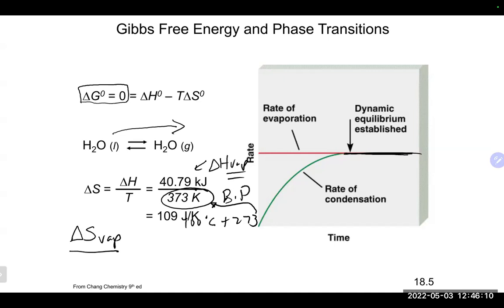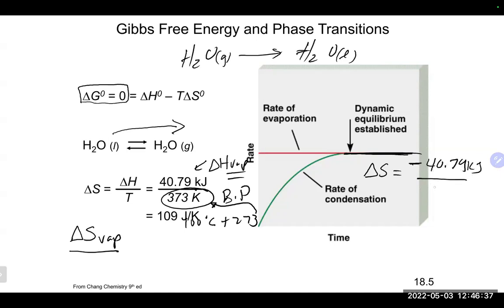Now, I was specifically talking about the process where we go from steam back to liquid water. How would this calculation change? The only difference is as we go from gas to liquid, it is exothermic, right? Which means my delta H of vaporization should be a negative 40.79 divided by my 373, which would give me the exact same number, except that it would be a negative value.